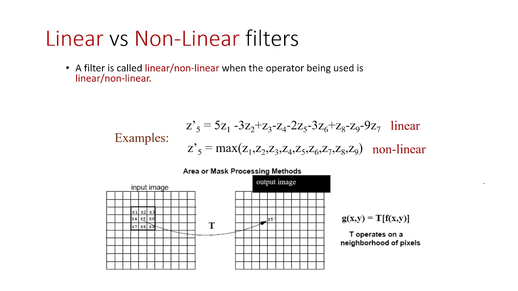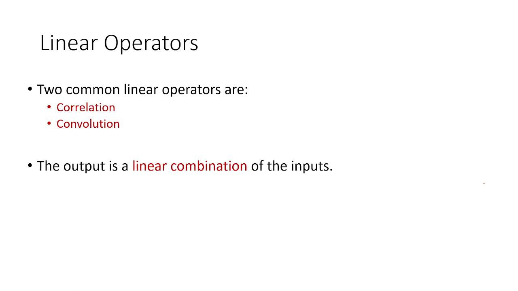In linear filtering, we have two operations. One is the correlation operation, another is the convolution operation. So there are two operations done in order to get linear spatial filtering.